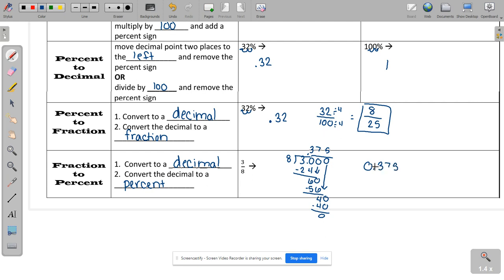But now we need to convert this to a percent. So we move the decimal 2 places to the right. And we get 37.5%. So that is how you convert fractions, decimals, and percents. Please reach out if you have any questions.